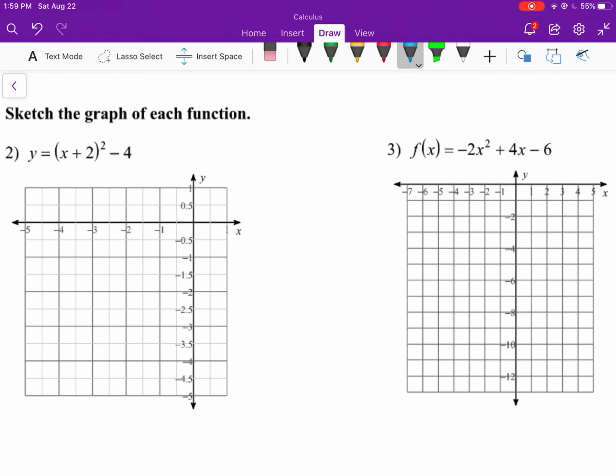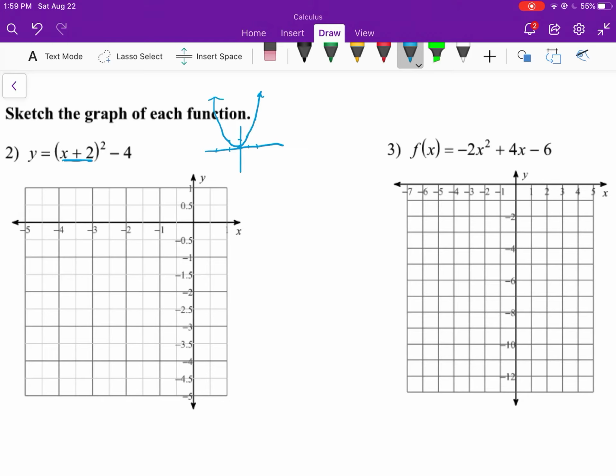These two graphs are quadratic functions. You can tell because there's an x squared term. The first one, number 2, is already in vertex form, so that's easy to graph. So we know that a parabola, first of all, normally goes through (0, 0), (1, 1), (2, 4). So this is like the y equals x squared graph, just y equals x squared. We call that the parent function.